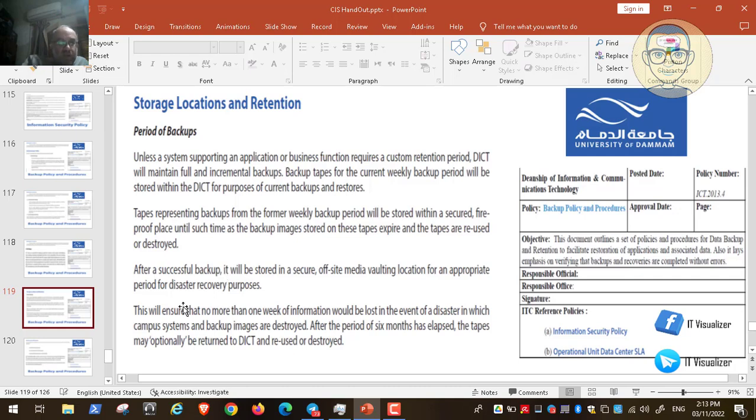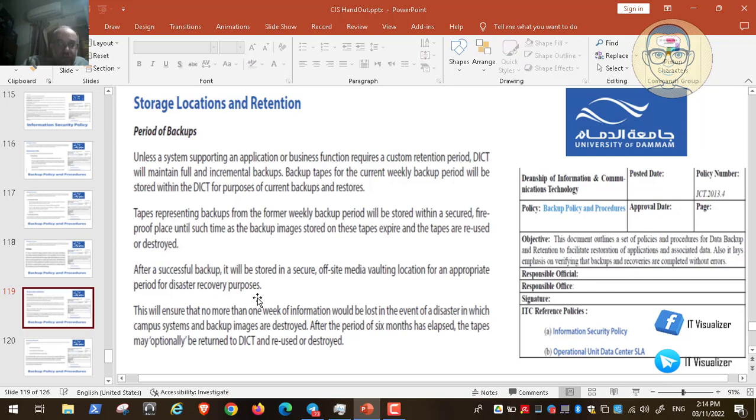This will ensure that no more than 1 week of information would be lost in the event of a disaster in which campus systems and backups are destroyed. So he's saying here you should only keep 1 week of backup data within the premises.